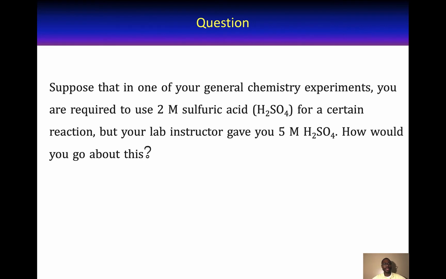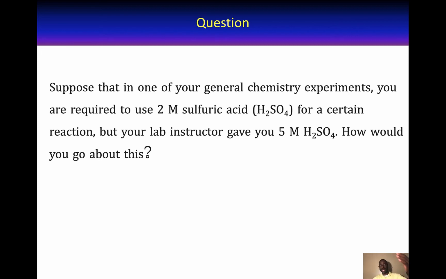So here, the question says, suppose that in one of your general chemistry experiments, you are required to use 2 molar sulfuric acid for a certain reaction, but your lab instructor gave you 5 molar sulfuric acid. How would you go about this? Okay. So just by reading the question, you have been given 2 variables.